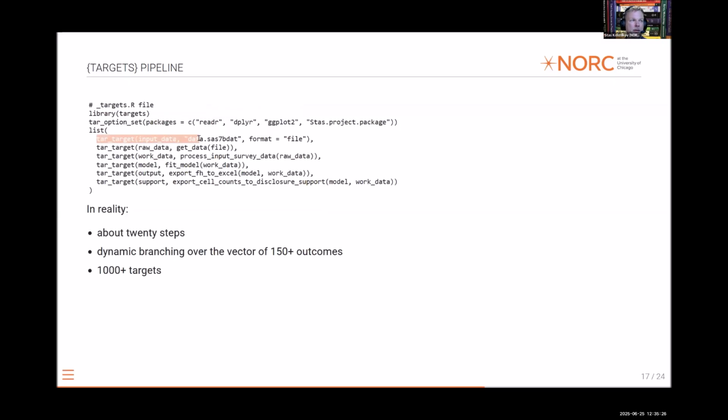You're saying, well, my first target is the input file. I do some work on it using a get data function. I process this into the work file with recoded variables. I feed my models. I export the substantive results to one file. I export cell counts to another file. In reality, there's more. I ended up with more than 2,000 targets. I think it's more like 1,800 targets.